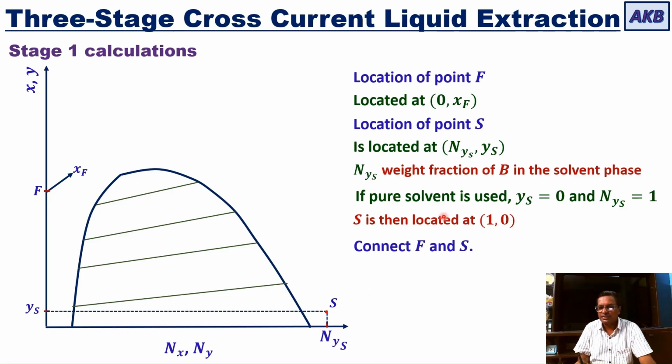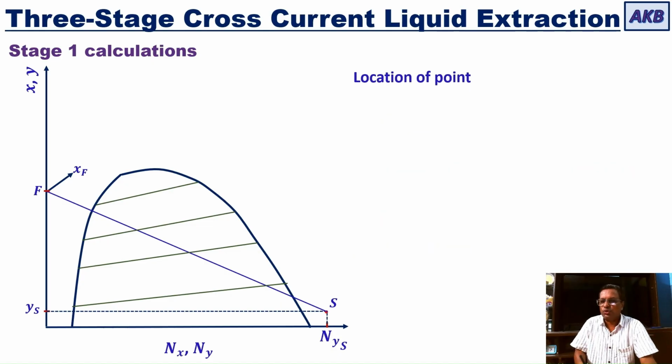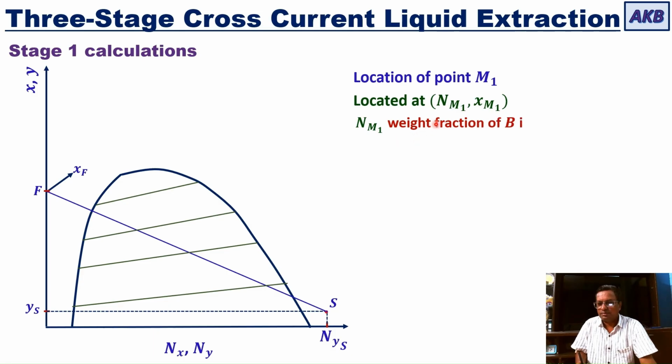After points F and S are located, the next task is to connect F and S by a straight line. Now next we have to locate point M1. For locating point M1, the coordinates required are NM1 and XM1. Even if only XM1 is known to us, we can locate point M1. NM1 is the weight fraction of B in the mixture, but we are going to use XM1 to locate M1.